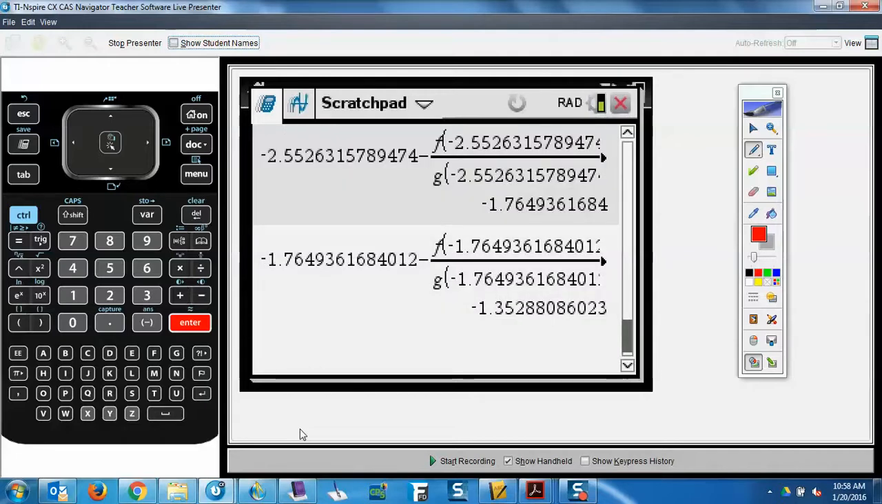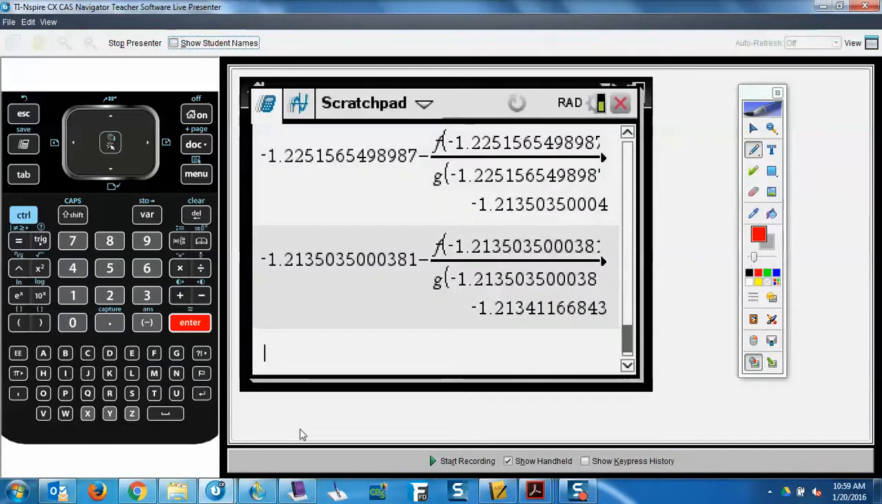Wow. And now hit enter. That is the super duper shortcut, right? So what do you got to do? You got to seed the calculator. You got to give it a first guess.